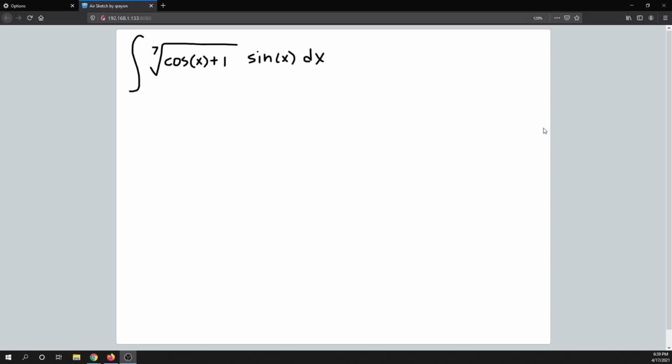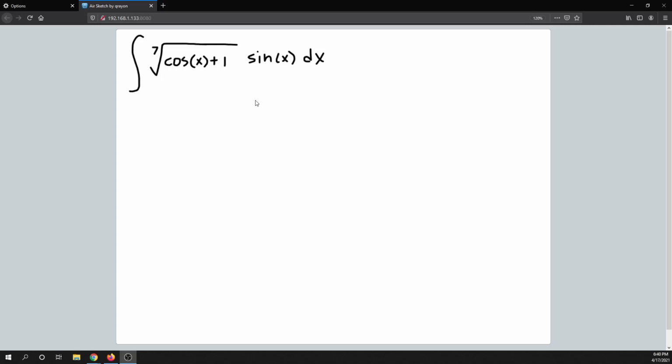All right, in this video, we're going to work through the following indefinite integral. We have the indefinite integral of the seventh root of the quantity cosine x plus 1 times sine of x dx. Okay, so looking at this integral, we can see that it is definitely not one of the basic integrals. It's not just some derivative fact that we have to do in reverse.